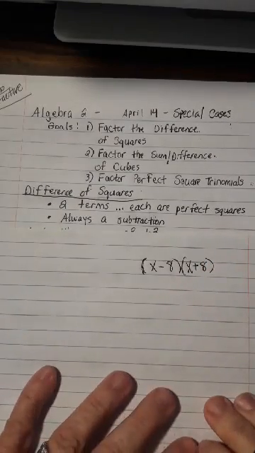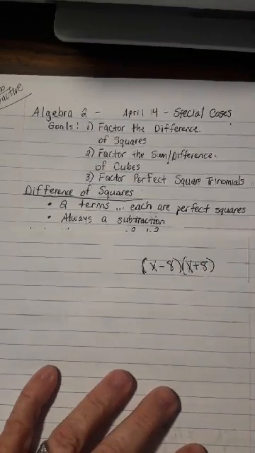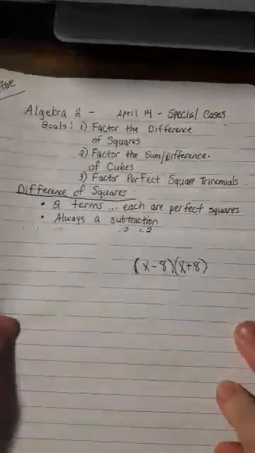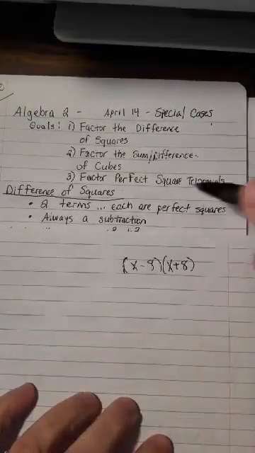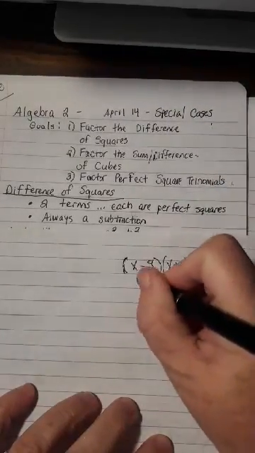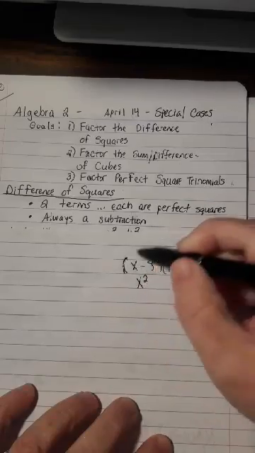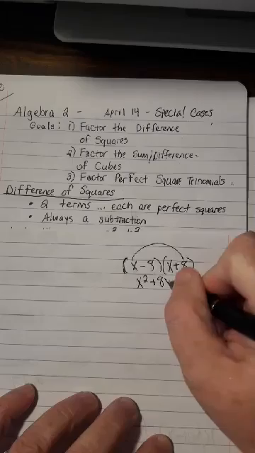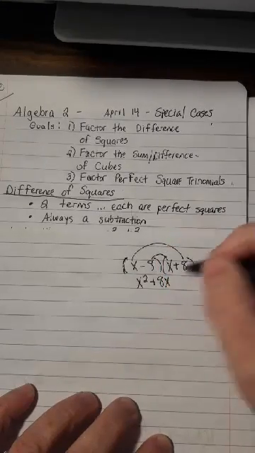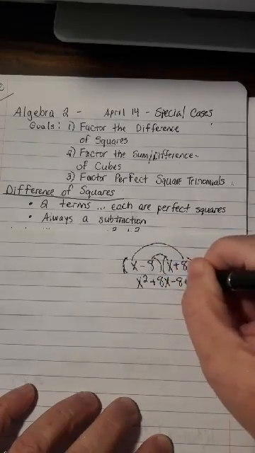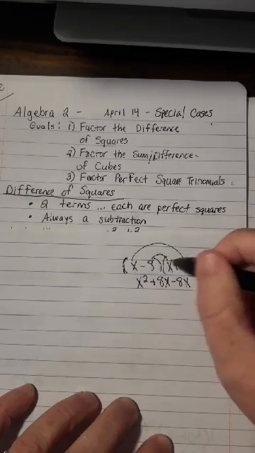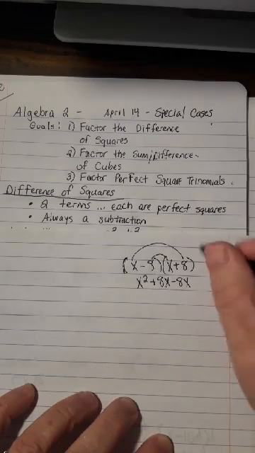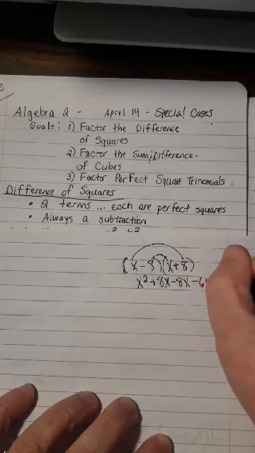If you remember, whenever we multiply these using the FOIL method, you multiply your first terms together. So if we multiply x times x, we get x to the second. If you multiply your outside terms together, you get a positive 8x. If you multiply your inside terms, you get a negative 8x. And if you multiply the last terms together, negative 8 times positive 8, you get a negative 64.